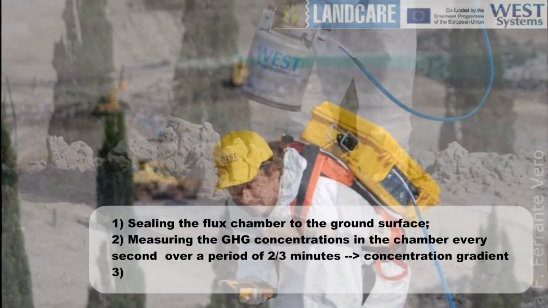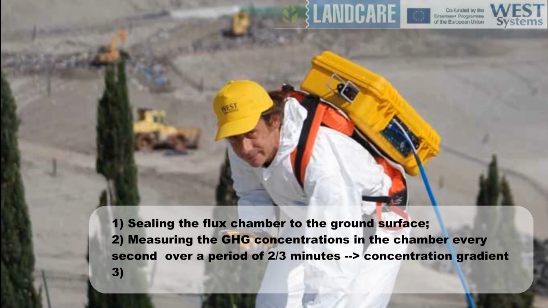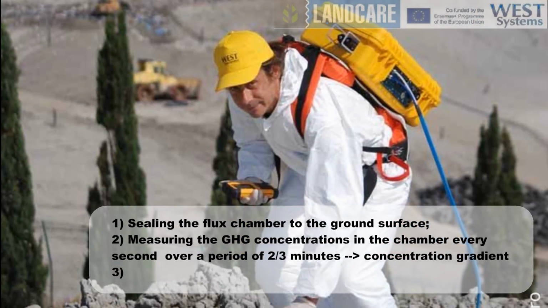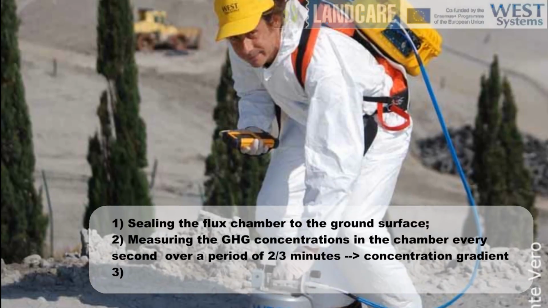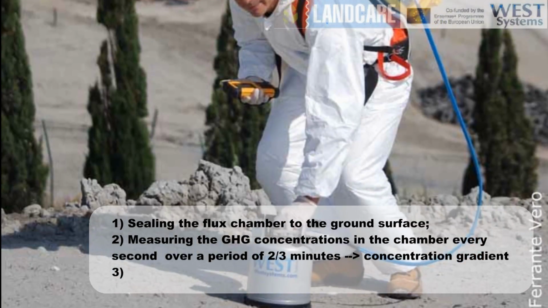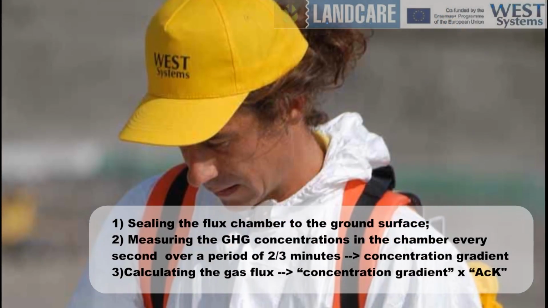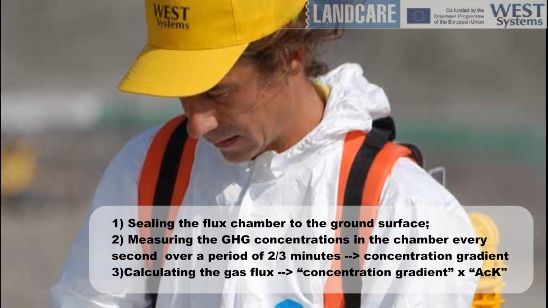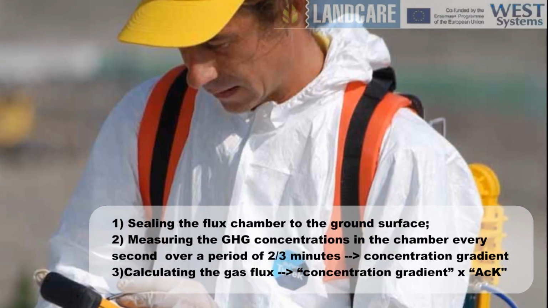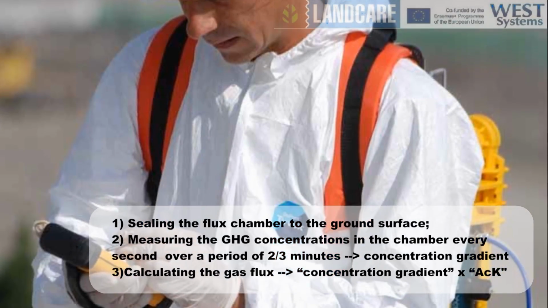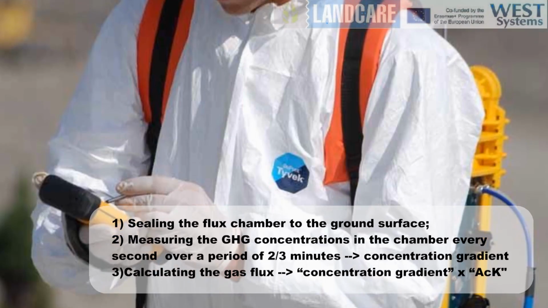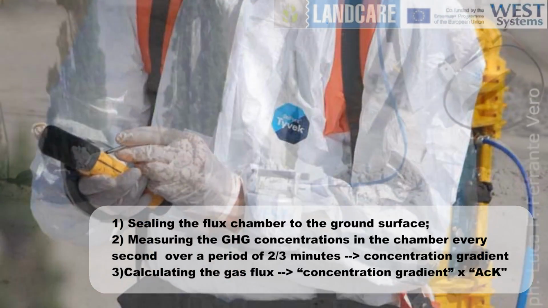The concentration versus time curves are fitted by applying a linear best fit to compute the concentration gradient. 3. Calculating the gas flux by multiplying the concentration gradient by the accumulation chamber constant, a factor proportional to the internal volume of the chamber divided by the accumulation chamber footprint area.